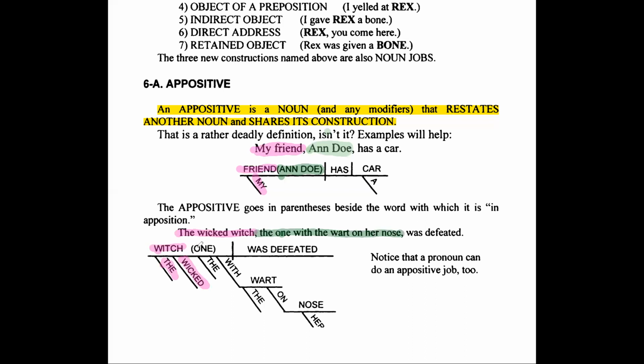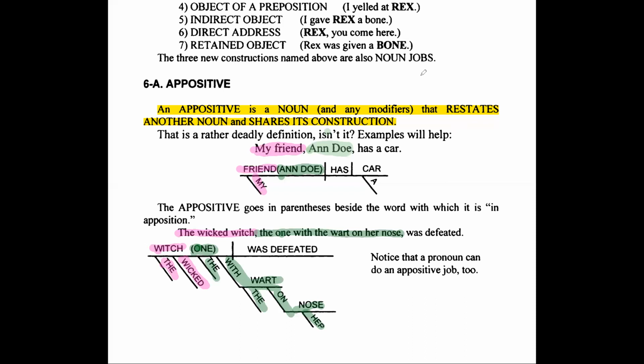So one, because remember, pronouns take the place of nouns. So it's not only that the appositive is a noun, it can be a pronoun. And what are the things modifying it? The, with the wart, and then on her nose is modifying wart. So it's pretty simple, right? One there is in the parentheses. Everything modifying one just goes under it. You don't need to put another line to separate it. Both the original noun and the appositive are in the same place. Okay, that's what it means to share its construction.